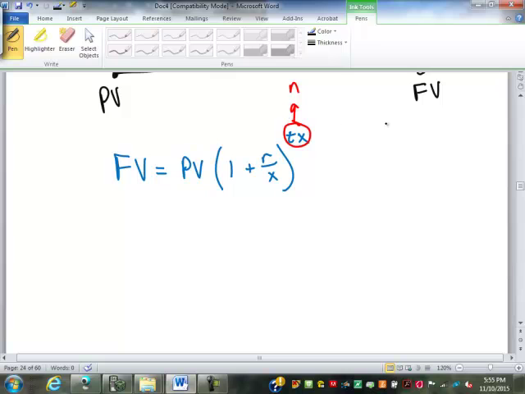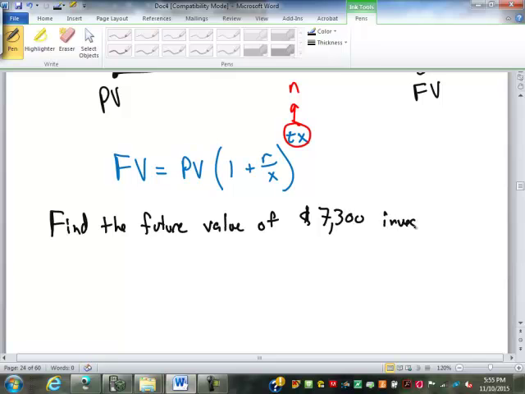Let's look at an example. Find the future value of $7,300 invested at 3.8% compounded monthly for 6 years.